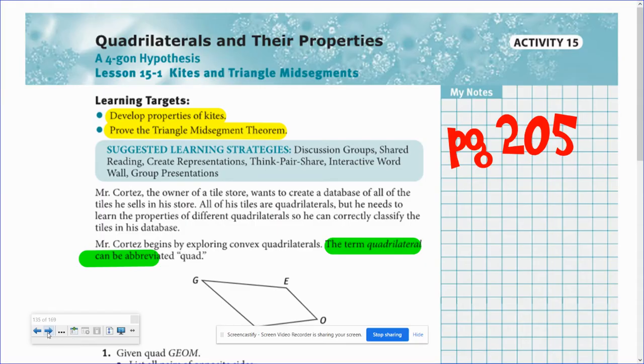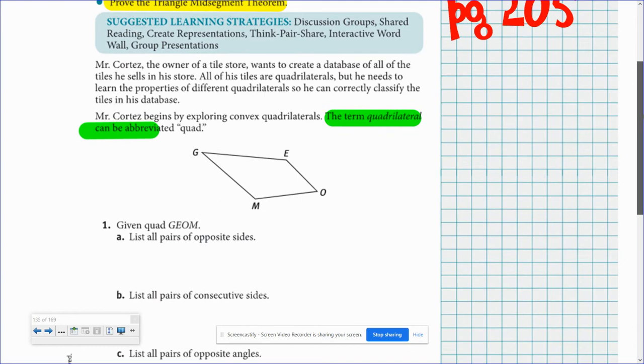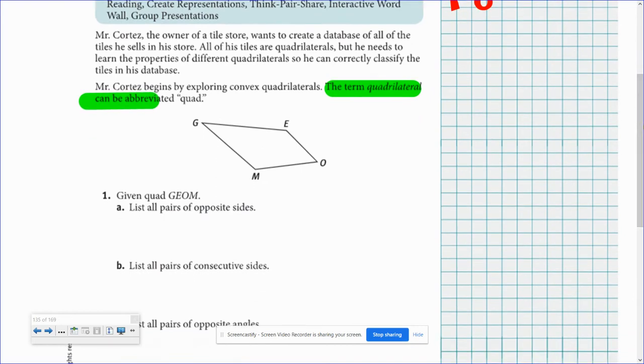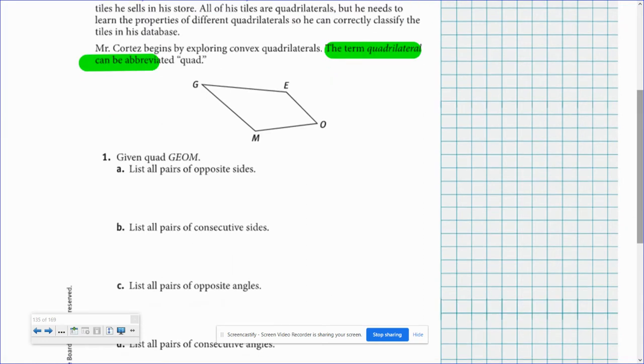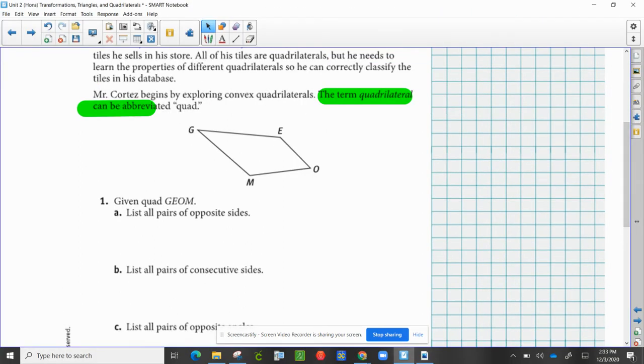And let's get started. So the term quadrilateral, which sometimes is abbreviated as quad, just means it is a polygon that has 4 sides. So like this figure here, GEOM. So when we start talking about things like opposite sides or consecutive sides, what they're talking about is this: sides opposite just means whatever side is across. Sides that are across from each other.